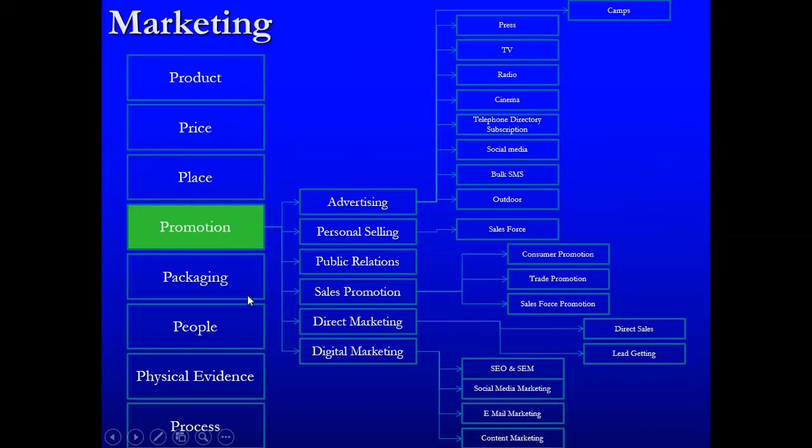So this is the marketing mix and these are the promotion activities. Today we are talking about promotion, and these include advertising, personal selling, public relations, sales promotion, direct marketing, and digital marketing. I will talk about each one in detail in my other lectures. So let us see what is included in advertising. Advertising includes press, television, radio, cinema, telephone directory subscription, social media, bulk SMS, and outdoor activities and camps.